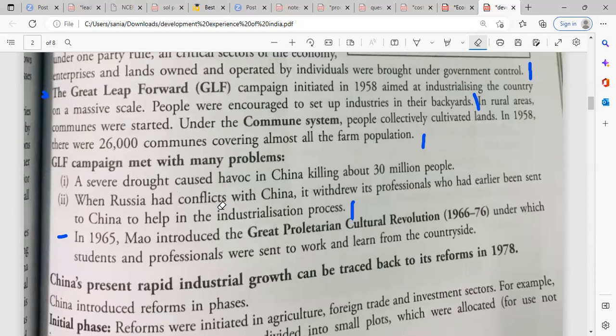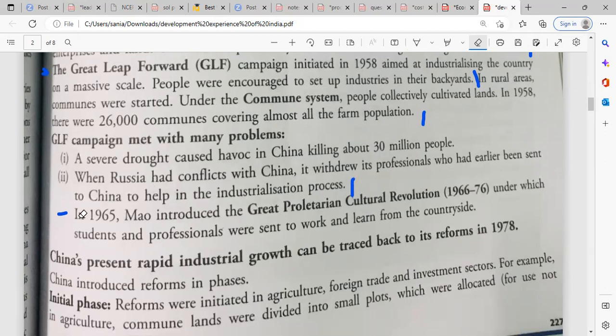And next, when Russia had a conflict with China, China was very new. For example, you are very new and I am teaching you. I am from A group and I am teaching B group people the new skills. Suddenly there is a clash between A group and B group. At that time, A group will tell me to come back and not to teach you people. This happened with Russia. When Russia had a conflict with China, it withdrew its professionals who had earlier been sent to China to help in the industrialization process, who were teaching them and helping them. They were asked to come back.